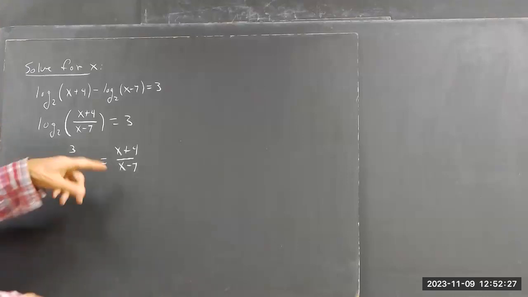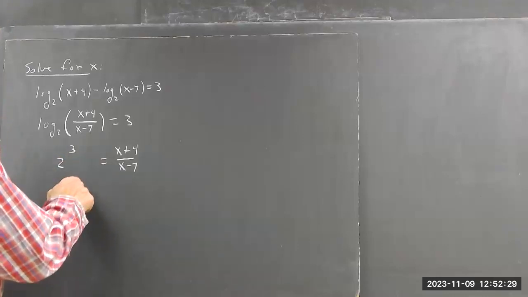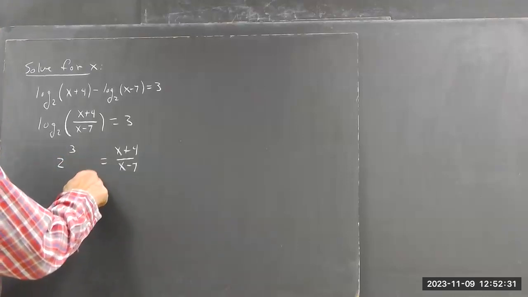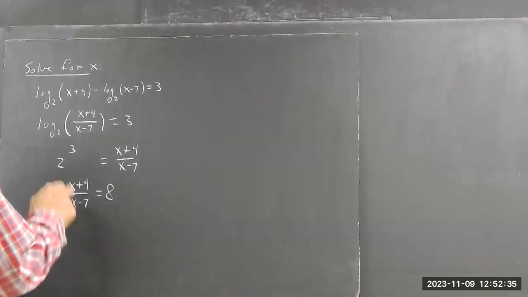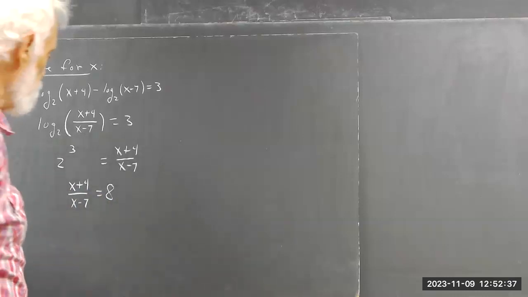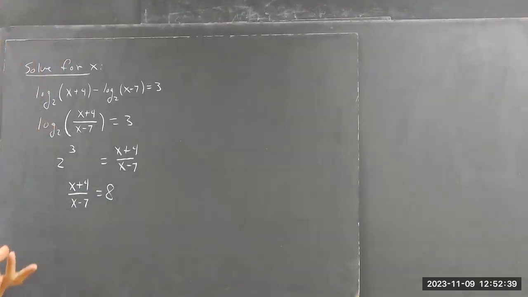Okay, so we have this. So that x plus 4 over x minus 7 equals 8, 2 to the third being 8. Okay. Now, how do we solve that equation?